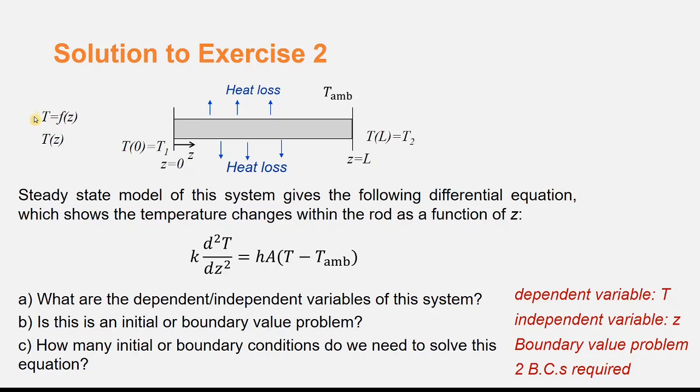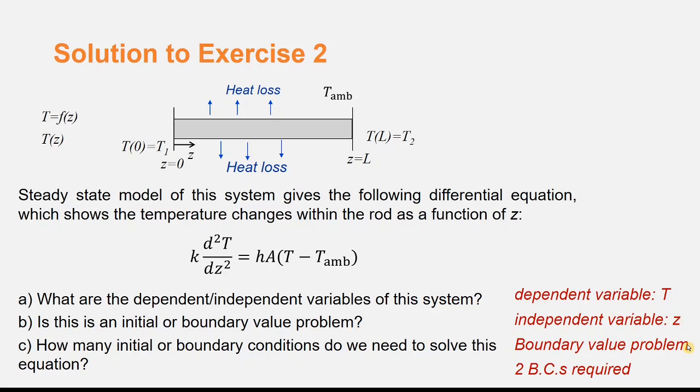Again, the only dependent variable is the temperature T. The ambient temperature, denoted by T subscript amb, is uniform along the length of the rod. It is not written with a z in parentheses, like the temperature T, which indicates dependence on z. Now, there's only one independent variable, the coordinate z. It is a one-dimensional steady-state model, so only one spatial coordinate and no time dependence.